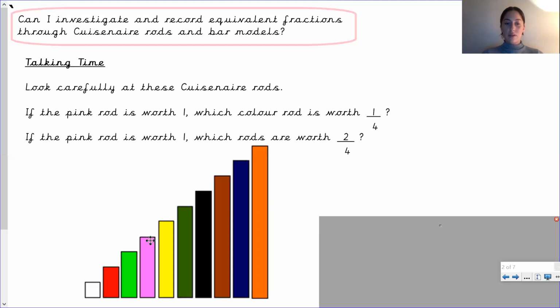Okay, so if you have a look, the pink rod is worth 1 whole. So would we need to look at any of these rods that are bigger than the pink rod? No, because 1/4 is going to be smaller than the 1 whole. So it's going to be one of these ones. Which one of these rods looks like it would be the same size as this rod divided into 4 smaller parts?